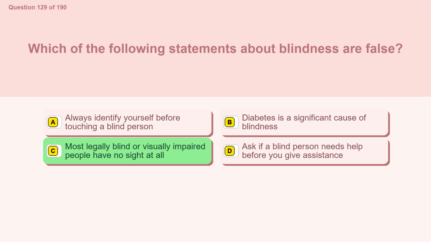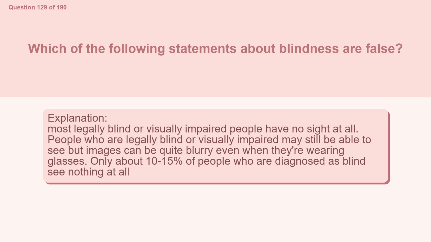The correct answer is Option C. Most legally blind or visually impaired people have no sight at all. People who are legally blind or visually impaired may still be able to see, but images can be quite blurry even when they're wearing glasses. Only about 10 to 15% of people who are diagnosed as blind see nothing at all.